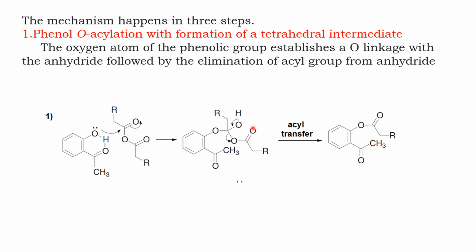So take down carefully. First, the phenolic oxygen attacks one of the carbonyl carbons of the acid anhydride, establishing an oxygen-carbon linkage here. The O minus or OH bond shifts towards here, so that the acyl group is left from the molecule, so that we are getting an oxygen-carbon-oxygen linkage here. That is, an acyl group is established at the oxygen atom of the phenol. Take down.